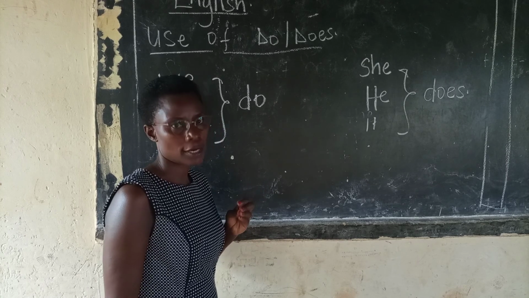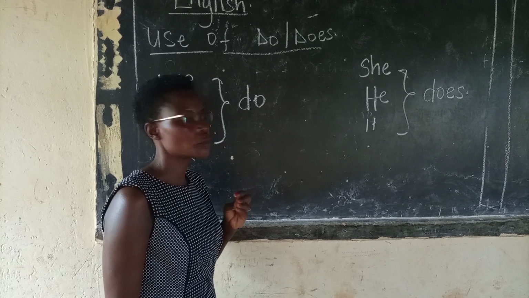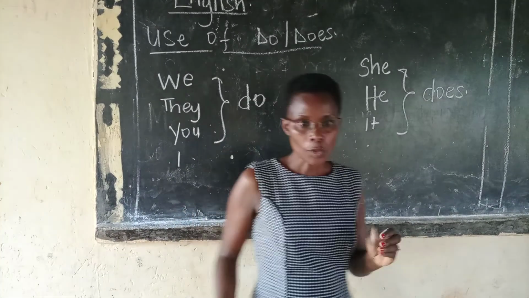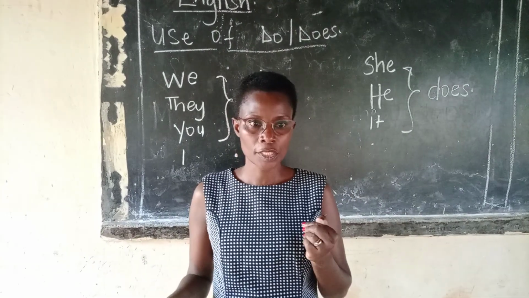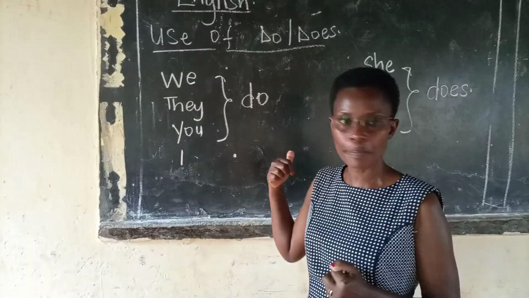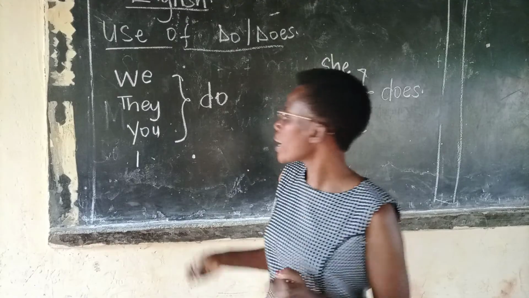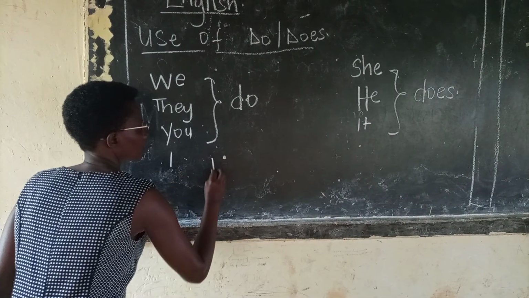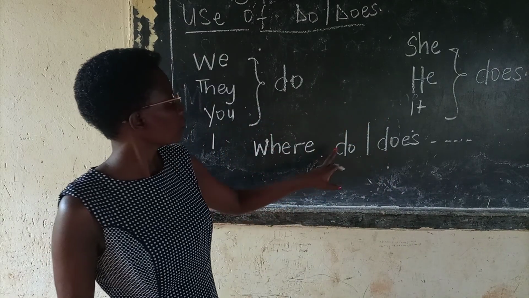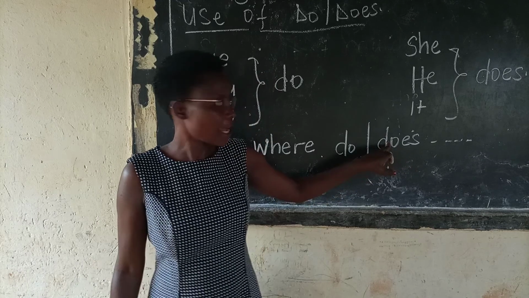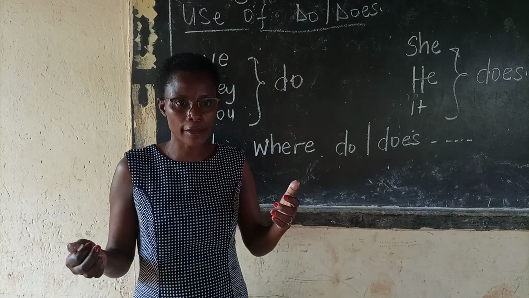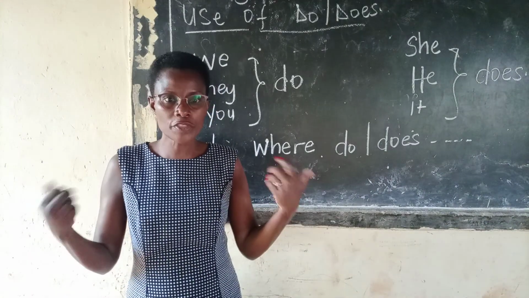She does good work. He does good work. It does good work. So, we can also have questions using where and then do and does at the same time using these very pronouns. For instance, where do, where does. We are going to construct sentences while asking using where. For example, where do they keep their books?